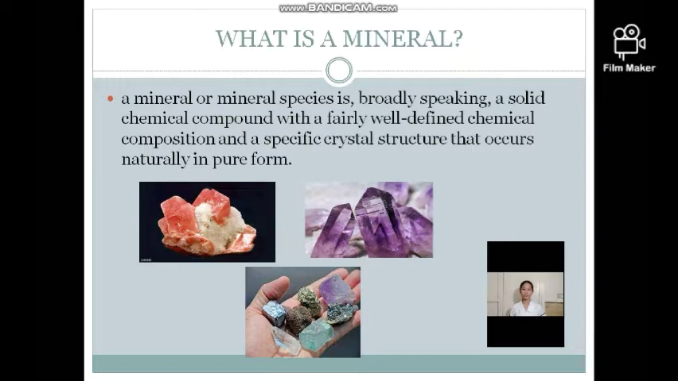A mineral or mineral species is, broadly speaking, a solid chemical compound with a fairly well-defined chemical composition and a specific crystal structure that occurs naturally in pure form. So basically, minerals are substances with distinctive chemical and physical properties. They are also naturally occurring inorganic solids. Some of the minerals need processing, like gemstones, while most of the minerals are processed, like aluminum. Minerals are believed to be the key to social development.